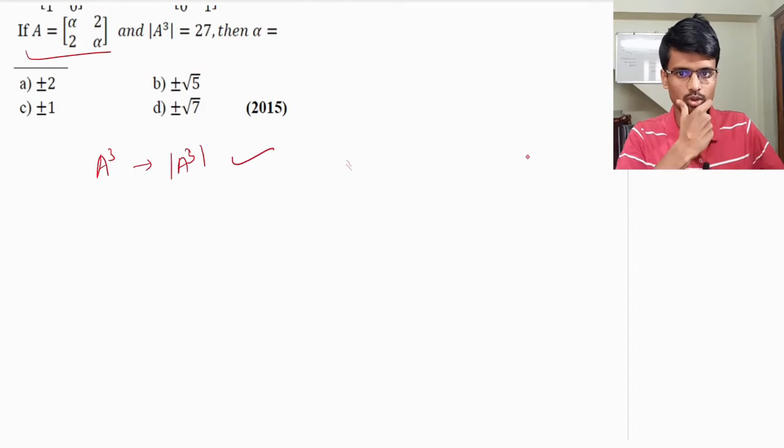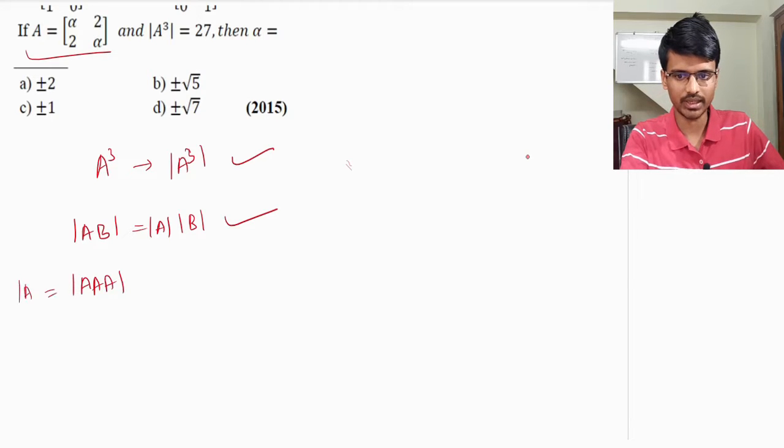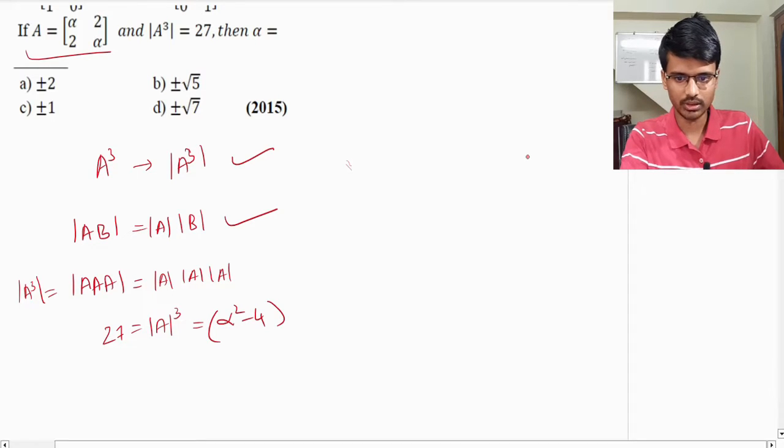The smarter approach would be, we know this property, right? Determinant of AB is equal to determinant of A times determinant of B. Can I apply the same property here? This is nothing but A cube. So I can write this as determinant of A, determinant of A, determinant of A, which is nothing but determinant of A whole cube is equal to 27. So what is the determinant of A? Determinant of A is alpha square minus 4.